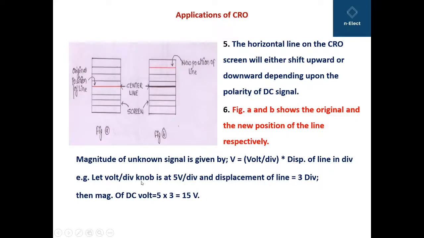Let volts per division knob be at 5 volts per division and the displacement is of 3 divisions. Therefore, the magnitude of DC voltage will be equal to 5 volts per division multiplied by 3 divisions, that gives me 15 volts. So it means the DC voltage which is being applied as an external signal to this CRO is 15 volts. So this is how the DC voltage is measured with the help of CRO.